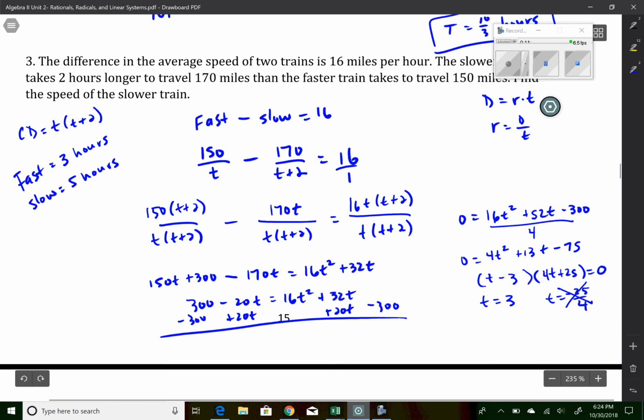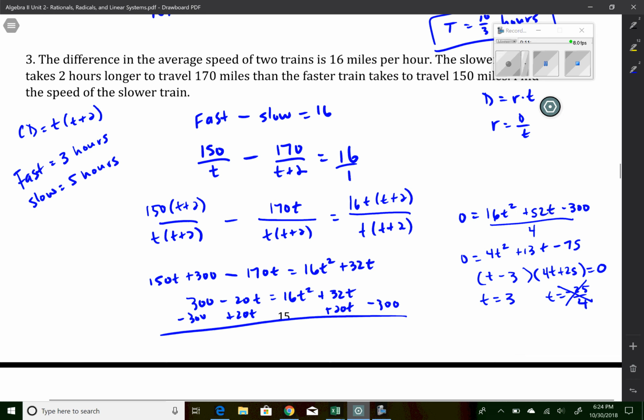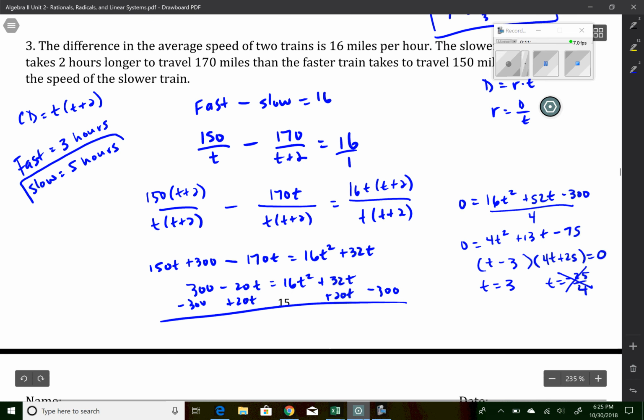So then it wants us to figure out, well, I want to know the speed of the slower train. So I know how long it takes for the slow train to travel. So if I do 170 divided by 5, I get 34 miles per hour.